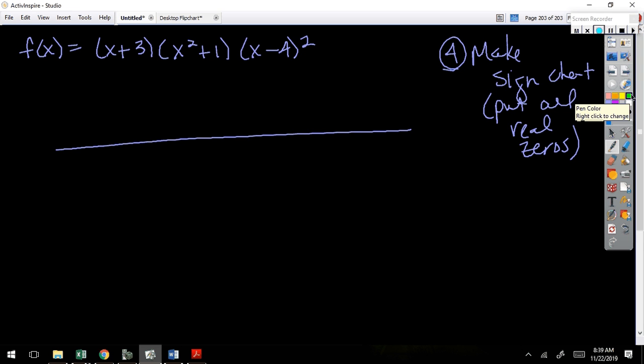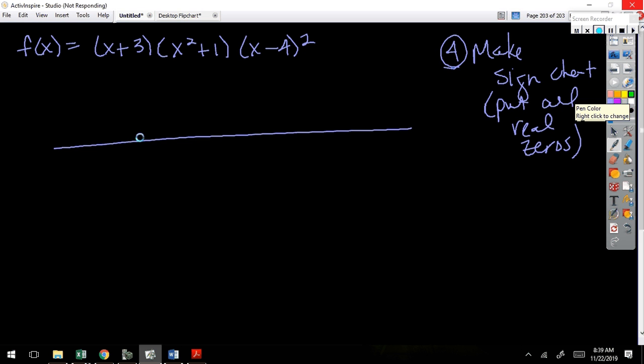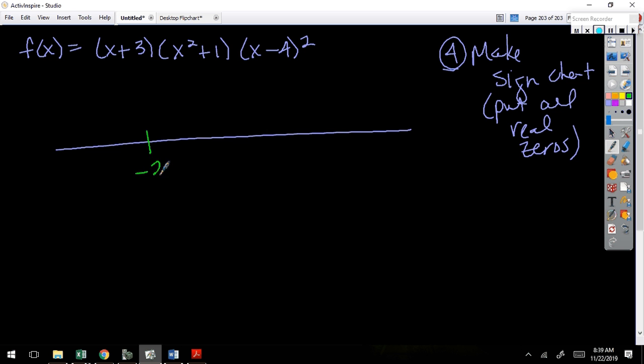Put them in order, it'll help you, okay? Smallest to biggest, just like a number line. So negative 3 and 4. Y'all with me? All right, so this way is going to be negative infinity if I think about a number line, and this way will be infinity, right?